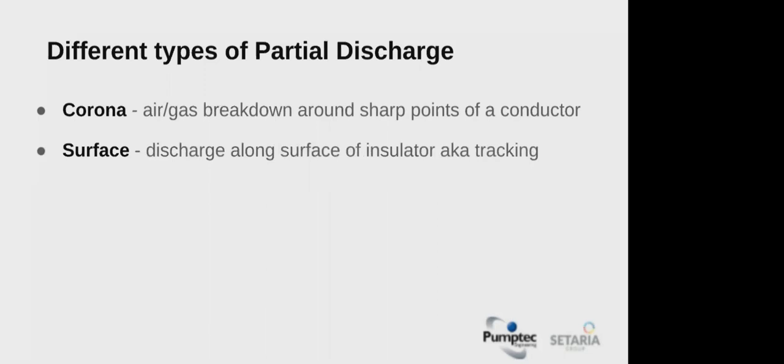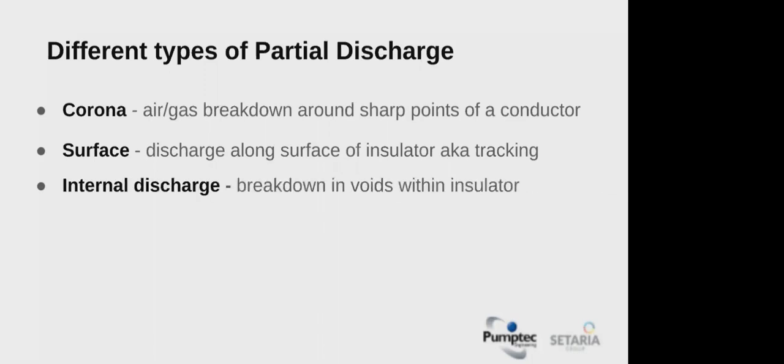Surface discharge is more concerning. This is when we get discharges down the surface of an insulator. It's sometimes known as tracking, and this can ultimately lead to the breakdown of that insulator, particularly on resin and plastic insulators that we see so commonly in indoor equipment these days.